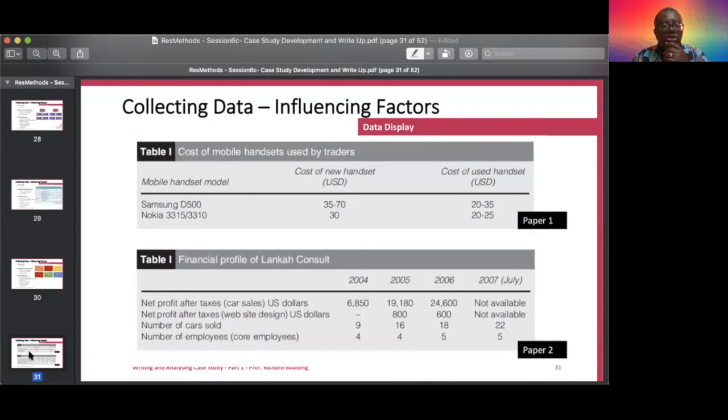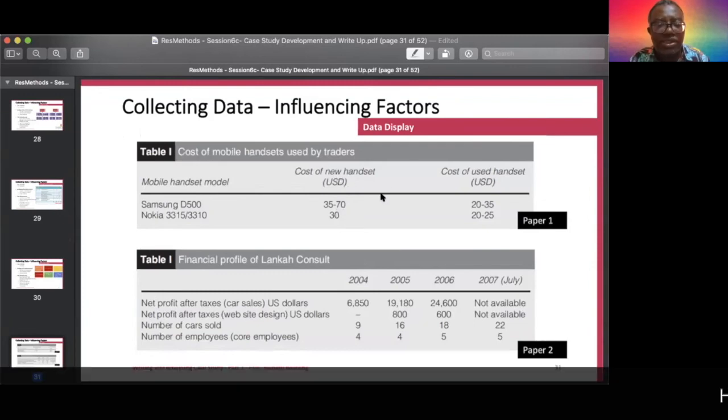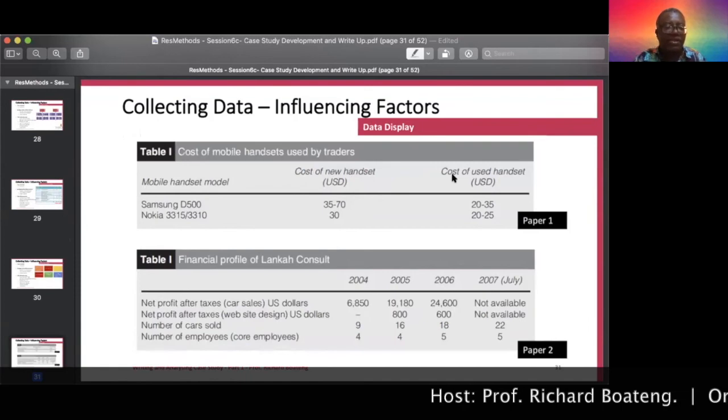Okay. So this is data coming from the organization, data on the financial profile of Lanka Consult. This is how the data will come. So I'm drawing that data here to use for my analysis. And this is the cost of mobile handsets used by traders. The cost of a new handset is around 30 to 35 USD, and the cost of a used handset is 20 to 35. So you actually have an idea of the cost of different handsets here.